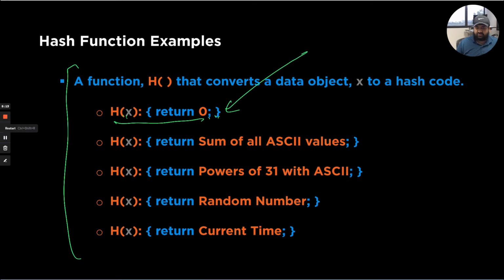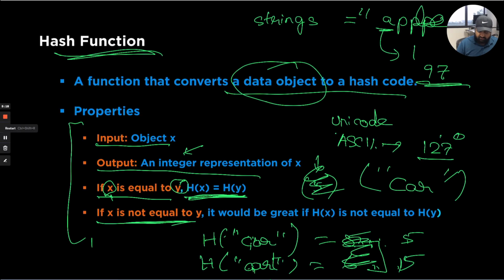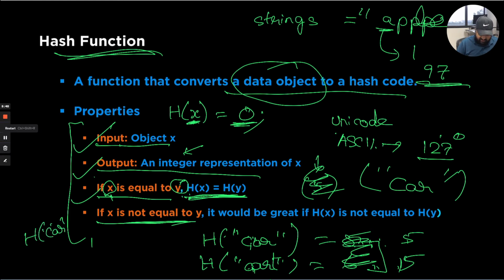The first thing we are going to discuss: let's discuss the properties. The first one is object x. Let's say we have h(x) is equal to 0. It takes in an input, which is correct, and returns an output. It's always going to return 0, but that's fine. If x is equal to y, like if I pass h of car, it's going to return 0. If I again use h of car, it will again return 0. So the third property is also satisfied.